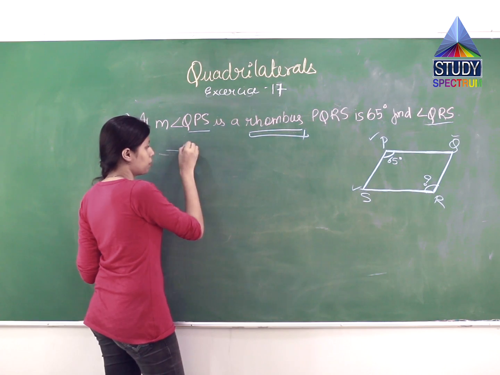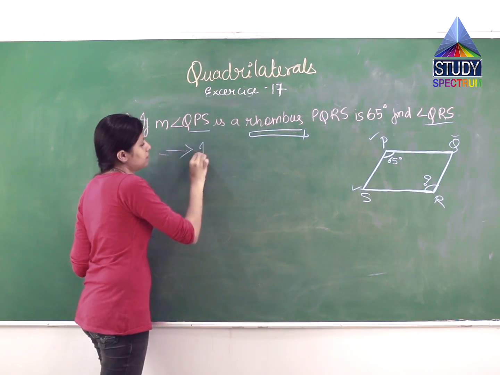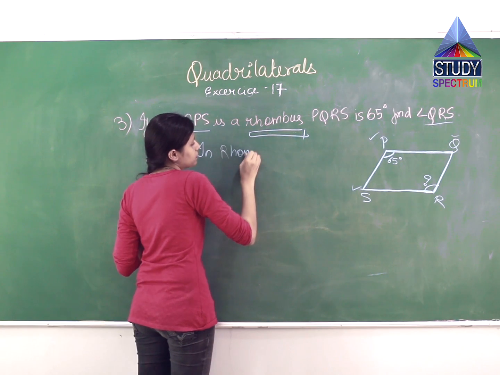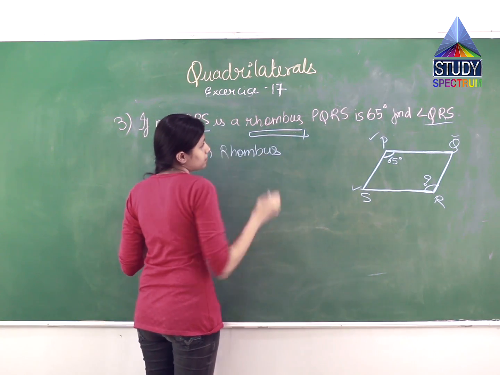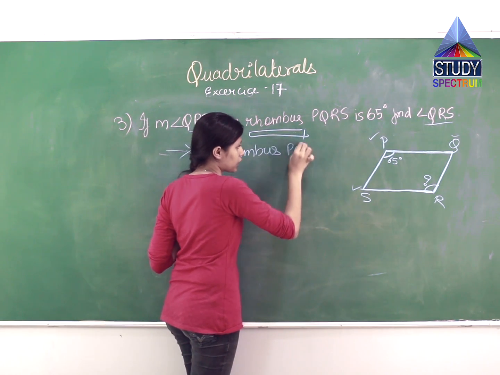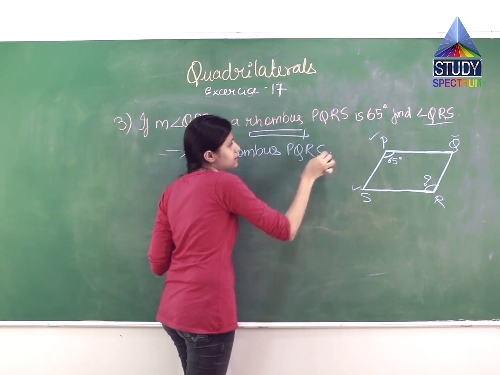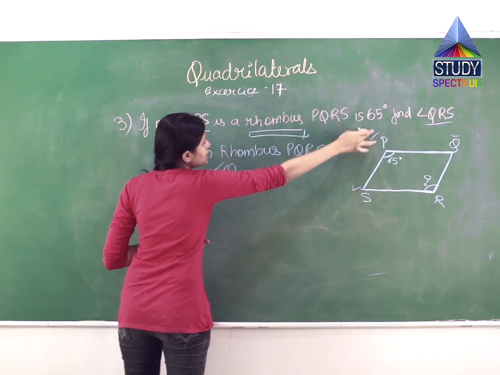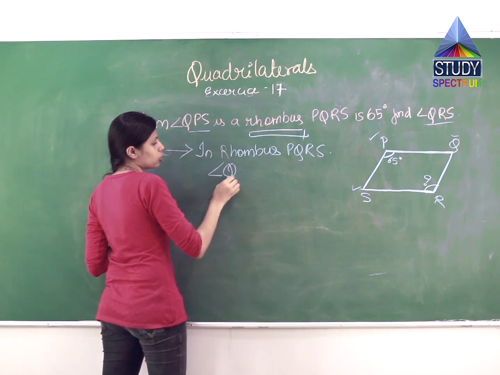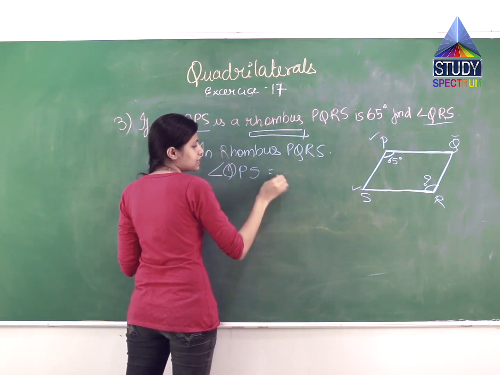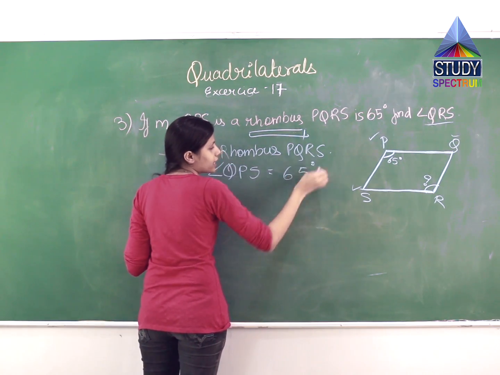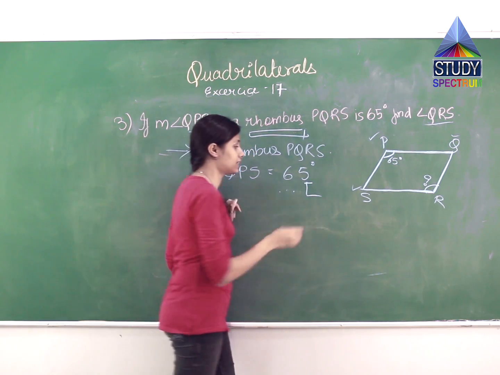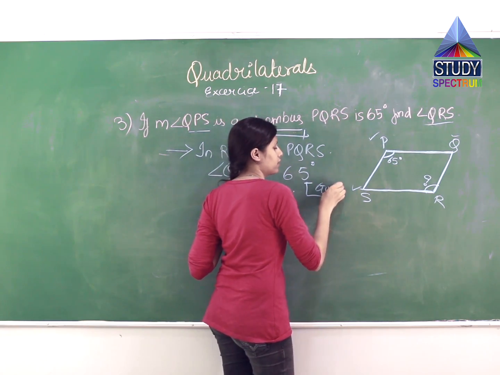So to present it, we have to write in rhombus PQRS, which angle is 65 degree, it is given over here. Angle QPS is equal to 65 degree. Why is it 65 degree? Because it is given in the question. So, given.